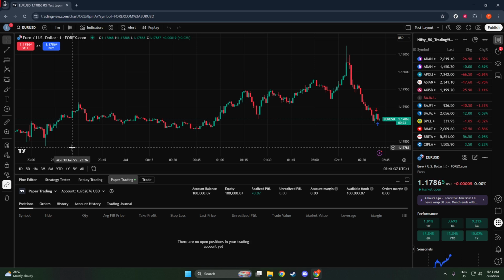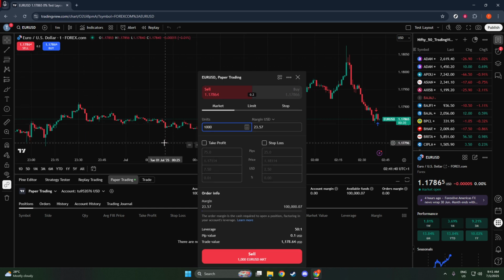Look to the right panel, or just above the chart, for a button labeled Sell. Clicking this button initiates the process of opening a short position. Next, you'll be presented with the Order panel. This is where you configure the specifics of your trade.